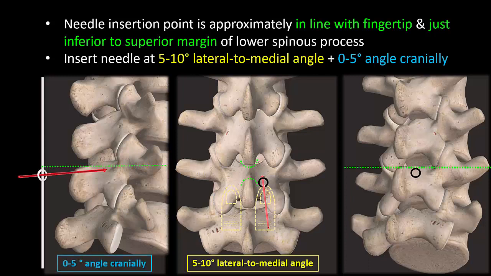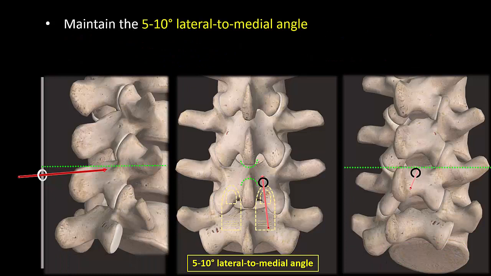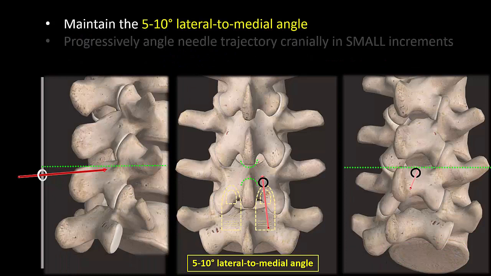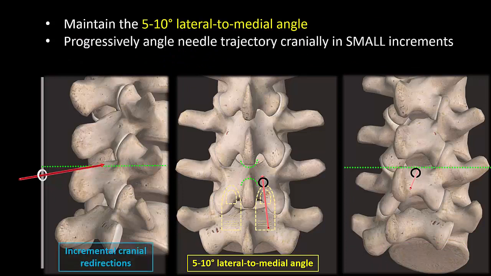If the interlaminar space is large, for example in a well-flexed lumbar spine, then the needle may enter the space without any cranial angulation at all. Most of the time, however, it initially strikes the lamina of the lower vertebra. The needle should now be redirected in small increments, gradually increasing the cranial angle but maintaining the same lateral to medial angle. The needle tip will continue to make bony contact with the lamina, which feels like you are walking the needle tip up a wall.